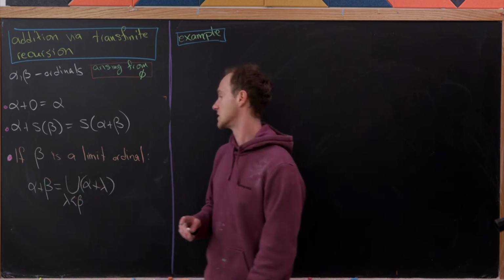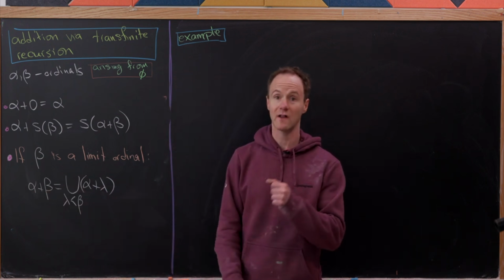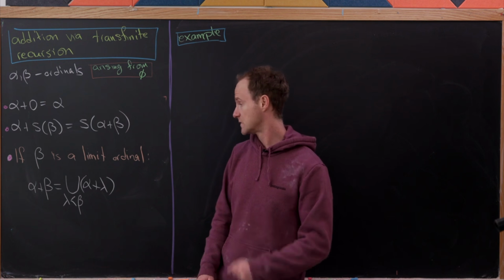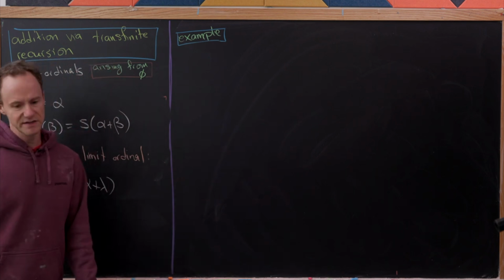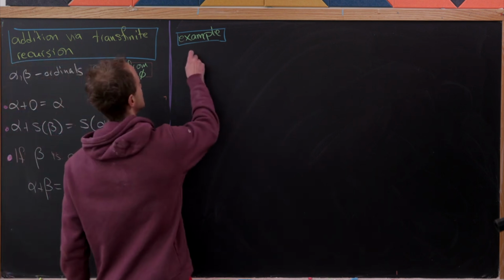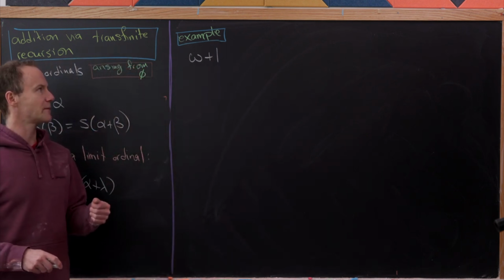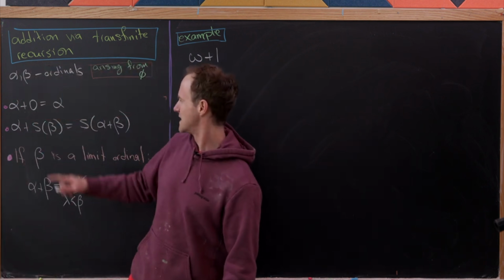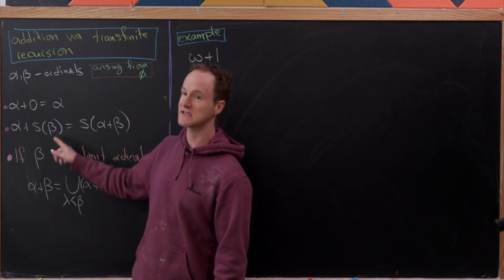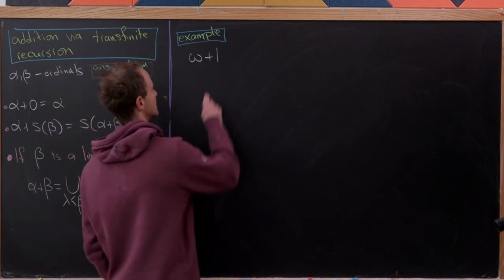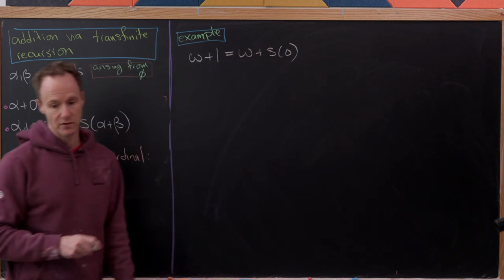So if beta is a limit ordinal, we'll define alpha plus beta to be the union over all lambda less than beta of alpha plus lambda. Okay, so let's look at a couple of examples. Let's start with omega plus 1. Well, 1 is not 0, and it's not a limit ordinal, but it is the successor of something. It's the successor of 0. So this is omega plus the successor of 0.